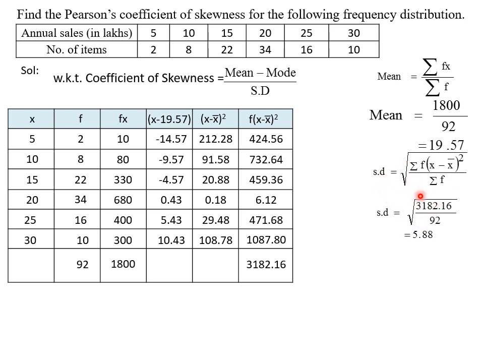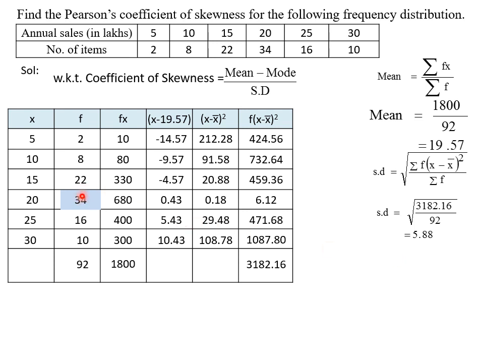So SD is equal to square root of sum f of x minus x bar whole square, which we obtained as 3182.16, divided by sum f. Sum f is 92. Now you divide these two and take the square root, which gives the standard deviation. We obtain standard deviation as 5.88. Next we have to calculate mode.